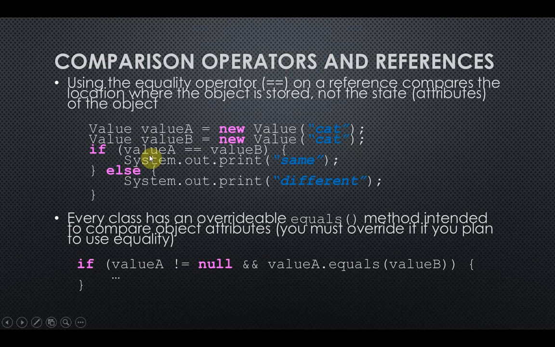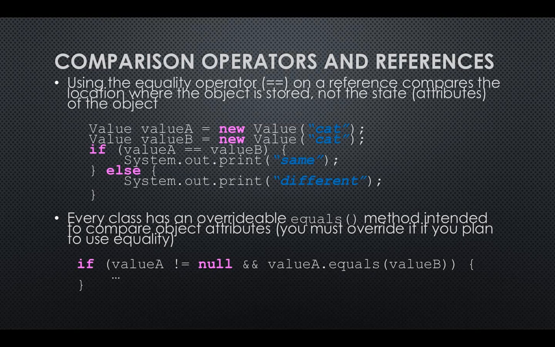Now when I use the comparison operator, if value A is equal to value B, am I going to print out same or am I going to print out different? In this case, I'm going to print out different because the address in memory where these objects live is a different address. These are actually two different objects.